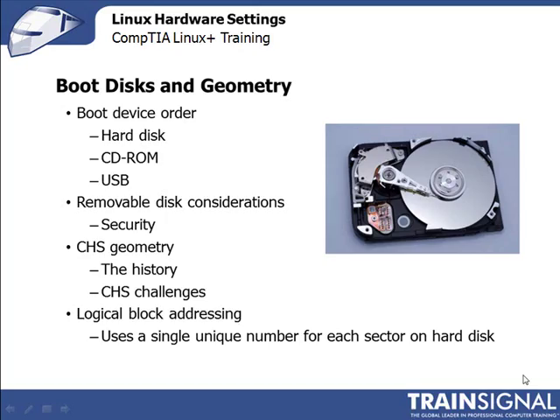Logical block addresses, or LBA, use a single unique number assigned to each sector on the disk. With the correct sector number, the disk firmware can read the correct head and cylinder numbers. So given the choice, LBA is the best choice today. Next up, as we continue our look at Linux hardware settings, are cold and hot plug devices.